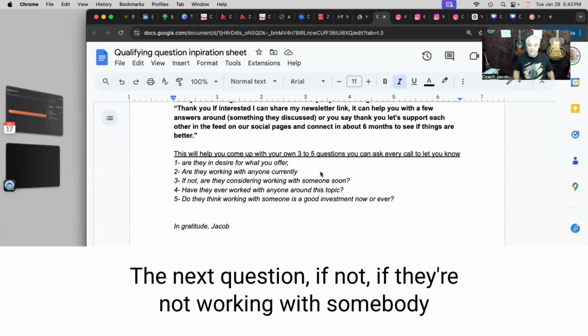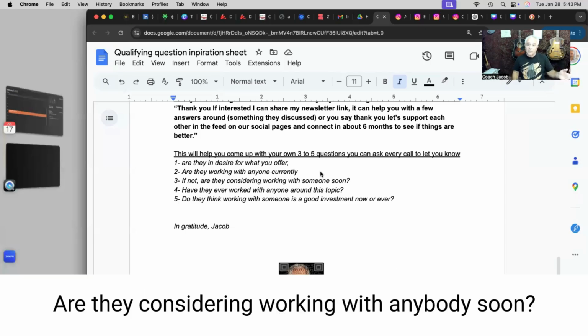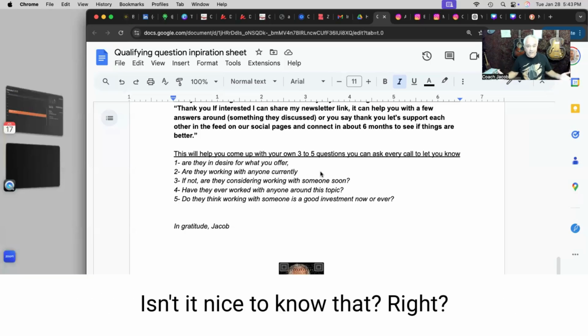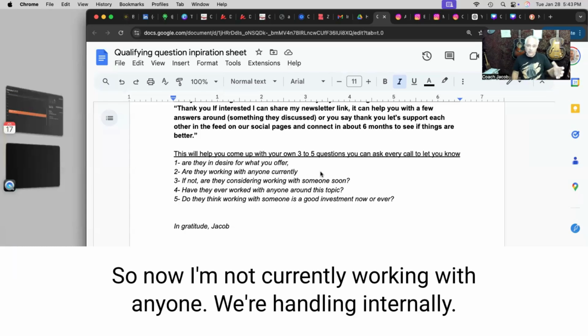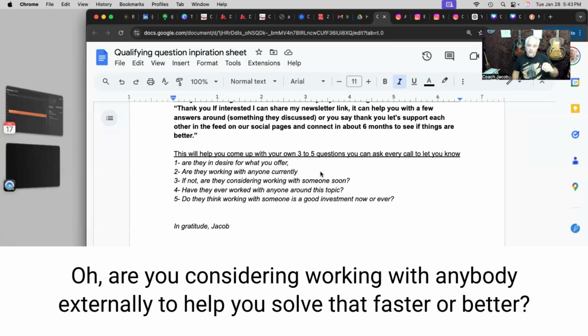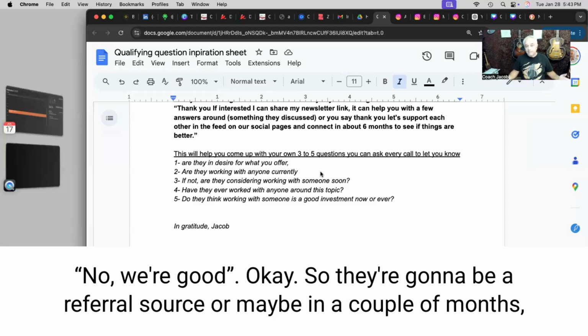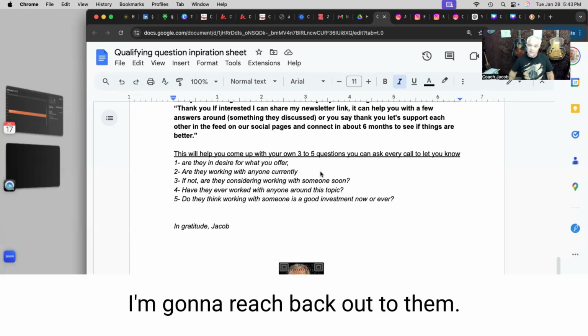The next question, if they're not working with somebody, are they considering working with anybody soon? Isn't it nice to know that? So, no, I'm not currently working with anyone. We're handling it internally. Oh, are you considering working with anybody externally to help you solve that faster or better? No, we're good. Okay, so they're going to be a referral source, or maybe in a couple of months I'm going to reach back out to them.